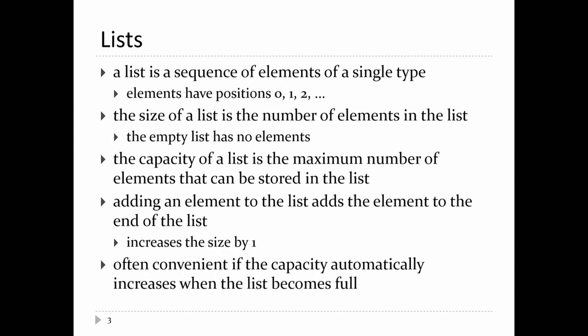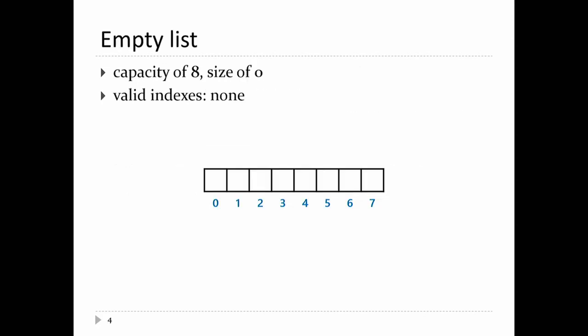Adding an element to the list adds the element to the end of the list, which increases the size by 1. It's often convenient if the capacity changes automatically as the list becomes full. So you fill up the capacity of the list, and we would like you to still be able to add new elements to the list, so we're going to have to manage memory ourselves in this case. There's your empty list of size 0, capacity 8. There's an array that we're going to use to hold the elements of the list.